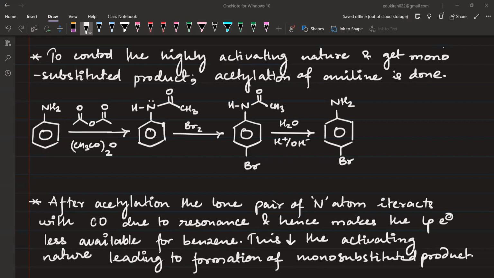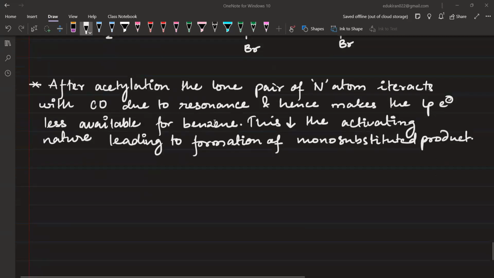Another question. After acetylation, aniline gives monosubstituted product. You have to explain this. Why? Acetylation में ऐसा क्या हो जाता है? Then you will say that after acetylation, the lone pair of nitrogen atom interacts with CO due to resonance and makes sense. Aliza, Fadil, Deborah, Fia, yes or no? Please tell me. Yes, sir. ठीक है, इसका ध्यान रखिएगा. There are two very similar questions. इसमें साथ साथ आप ये भी लिख लीजिएगा. How it is showing resonance.